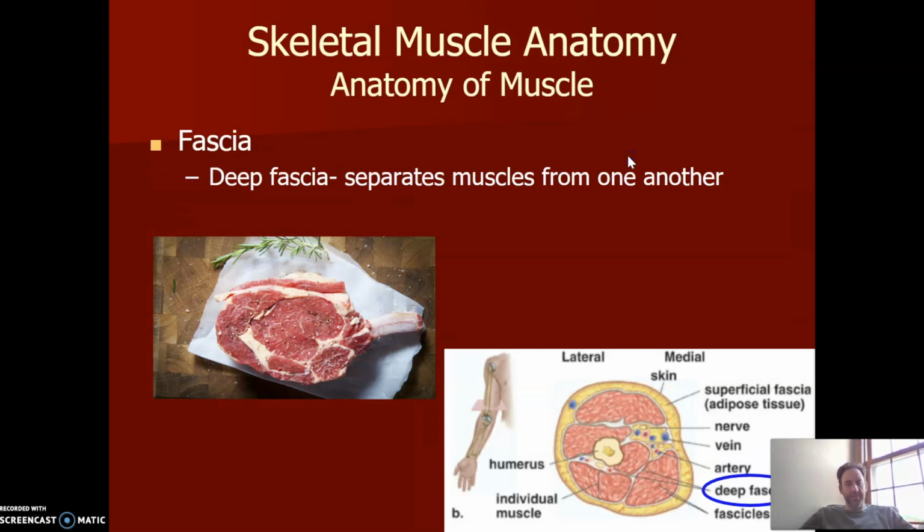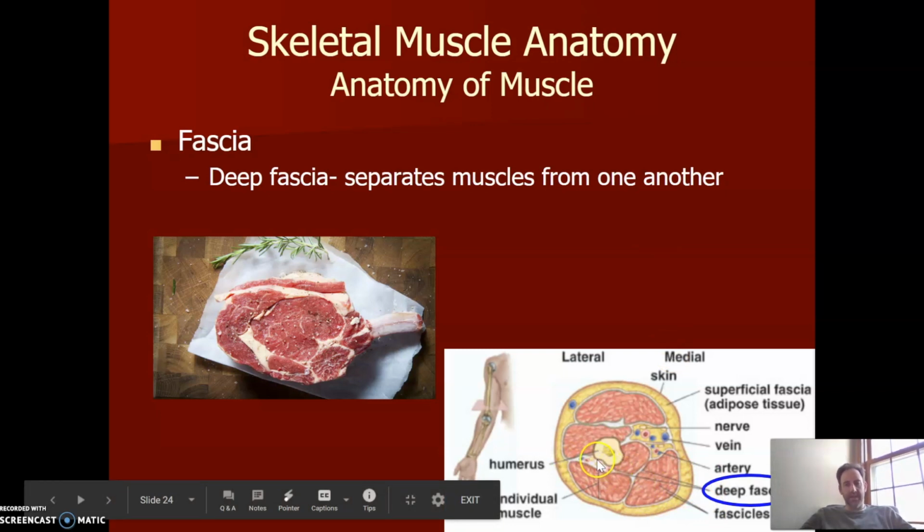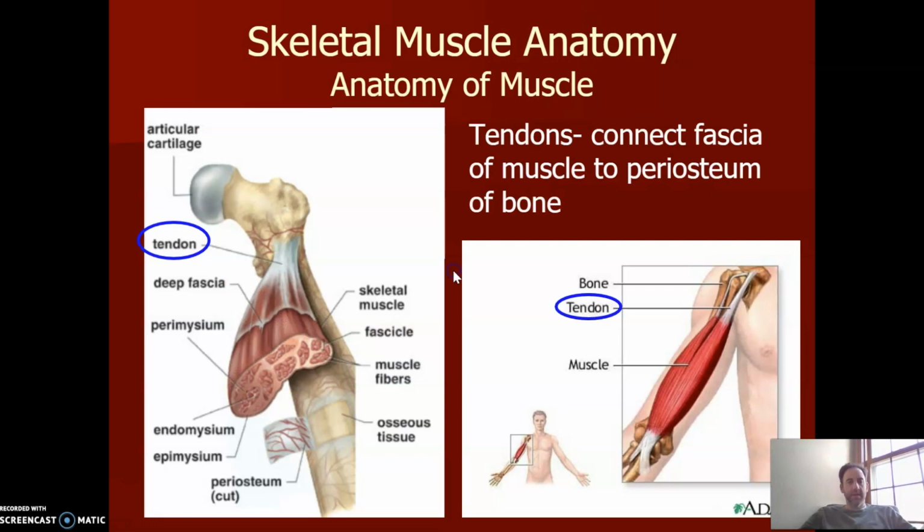Deep fascia, so superficial fascia is between the skin and the muscle. Deep fascia is just the fascia that separates muscles from one another. And so again, this is what's going to help the muscles work independently and slide past one another. And again, you can see this in different cuts of meat. These are actually different muscles, and then there's this deep fascia separating them out from each other.